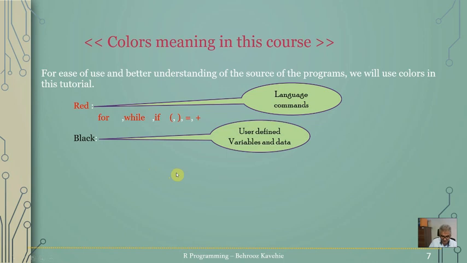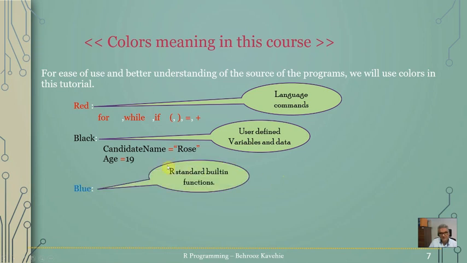Let me break it down. Age is a variable I have defined, hence it is written in black. Equal is a reserved operator, hence it is red. 19 is data I have defined, and it is black. The same goes for the other example. Candidate name and the data are both user-defined and written in black. The reserved word equal and double quote are again written in red.